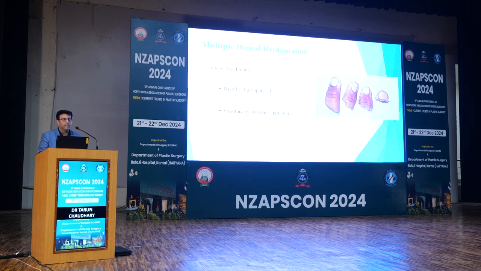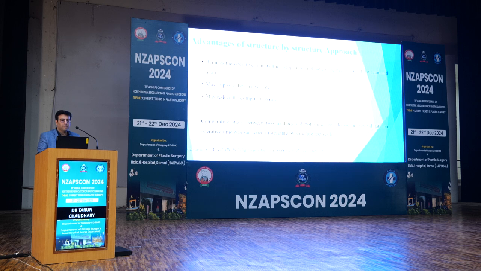So coming to multiple digit reimplantation, the techniques described are either you go for a digit by digit approach or a structure by structure approach. The advantage of the structure by structure approach is it reduces the operating time and may also improve the survival rate, and there is less chance of complications. But various comparative studies have shown a similar survival rate, though the time taken for structure by structure is less. In our institute, we generally follow the structure by structure approach. Given the preferences we follow, the thumb has the priority, followed by the middle and the index finger.